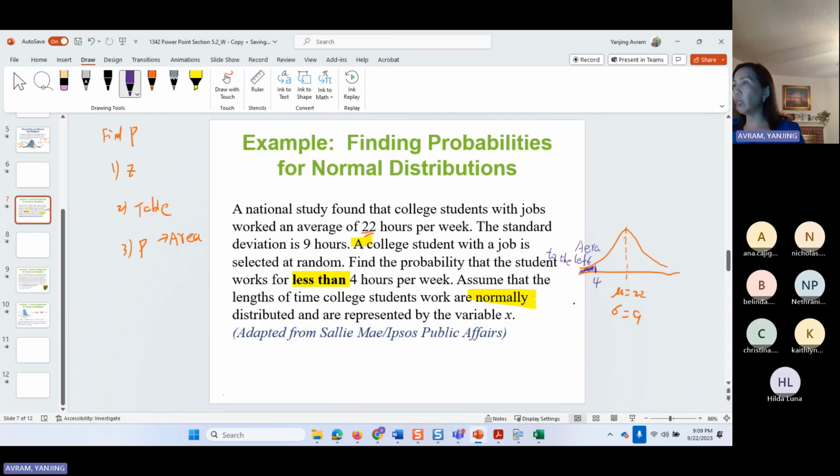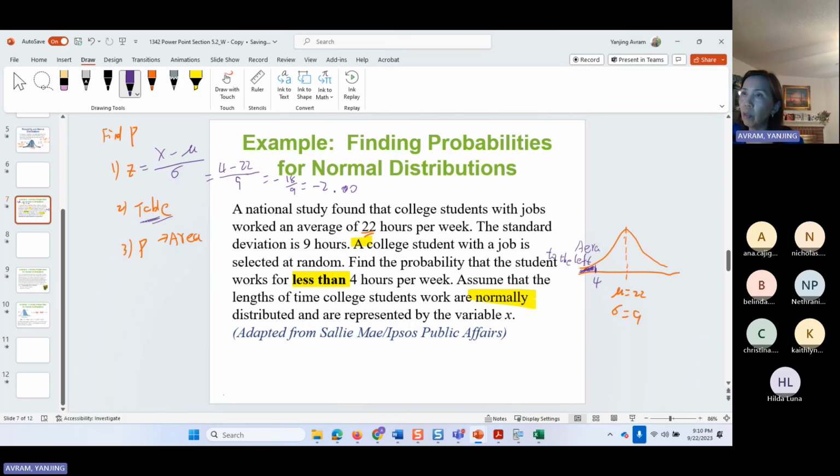What does the area to the left mean? That means I only need to read the z-score table, and the area will be the final answer. I don't have to add or subtract, that kind of thing. So step 1, you have to find the z-score. My z-score is x minus mu over sigma. My x here is 4, so 4 minus the mean. That's why I like to write down everything there, so I don't have to go back to the question again. Then divided by 9. So this will be negative 18 divided by 9, or negative 2. You can think of it as negative 2.00.